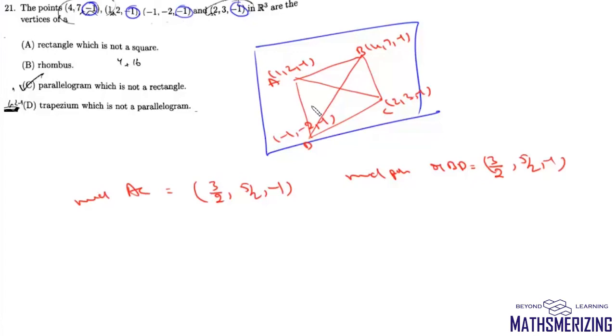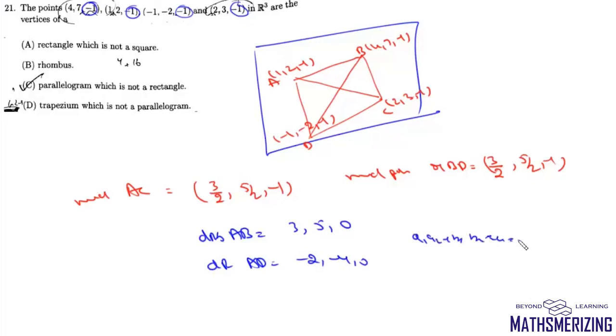Now we need to find whether it forms a rectangle. Now we'll find the direction ratios of AB. So the direction ratios of AB are 3, 5, and 0. And the direction ratios of AD are minus 2, minus 4, and 0. Now if we take a1a2 plus b1b2 plus c1c2, it is unequal to 0. So that means it'll form a parallelogram which is not a rectangle, and that's your option number C.